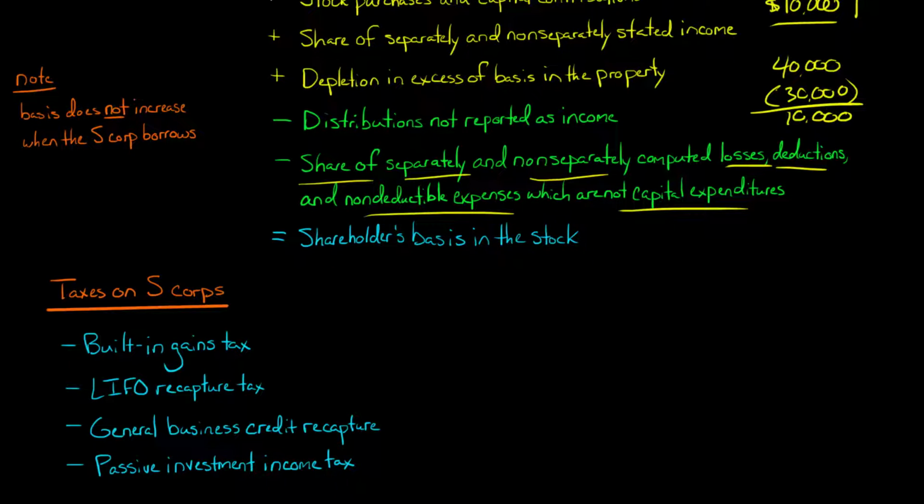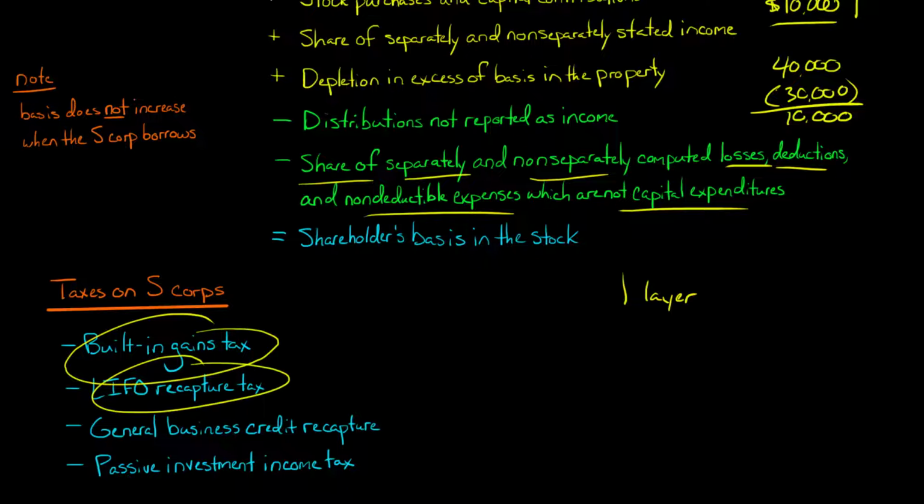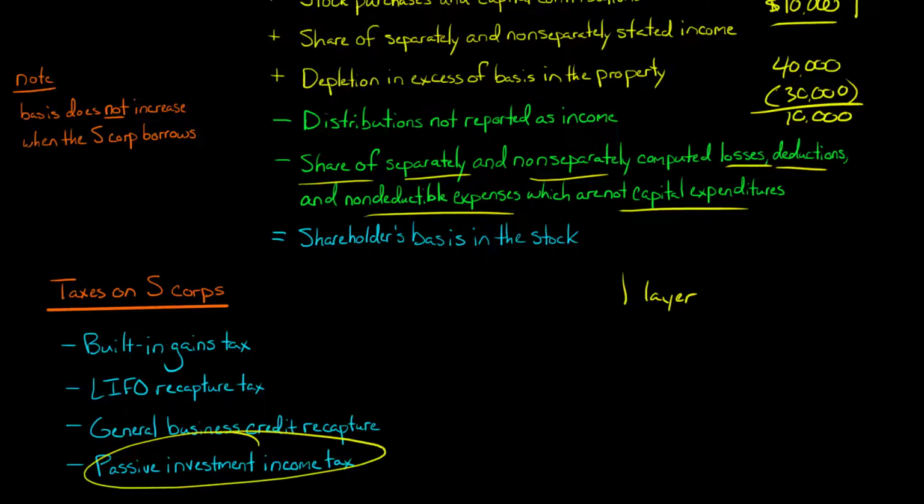Now, I said that with an S corp, there's just one layer of tax. You don't have double taxation. That's one of the advantages. You say, hey, I get a corporation and I don't have to pay tax. I don't have the double taxation issue. However, there are some situations in which the S corporation itself could be subject to a tax. For a lot of S corporations, this would never happen, but there is built-in gains tax, LIFO recapture tax, general business credit recapture, and a passive investment income tax. And we will talk about all these and a lot more in the videos to come.